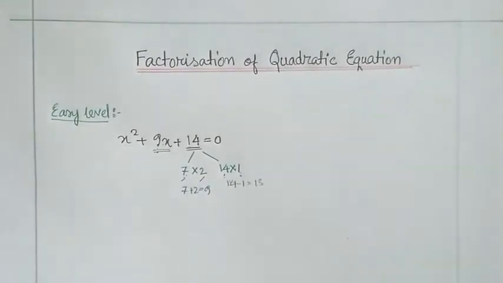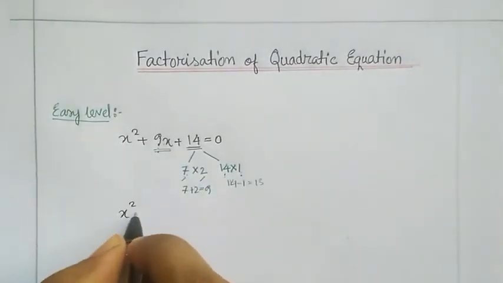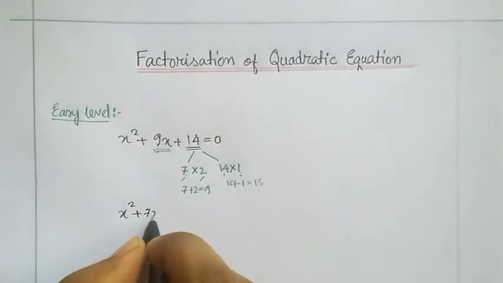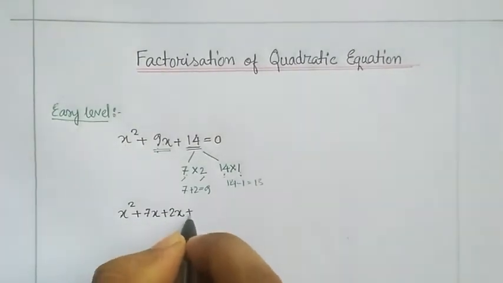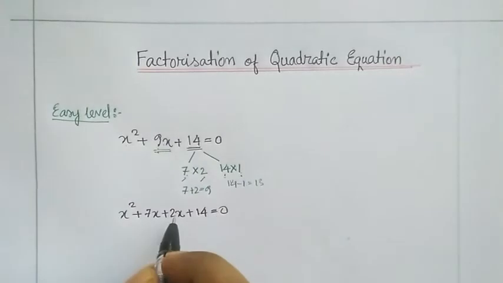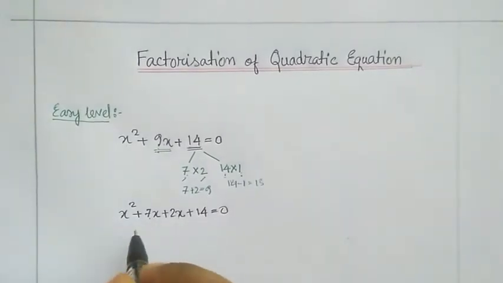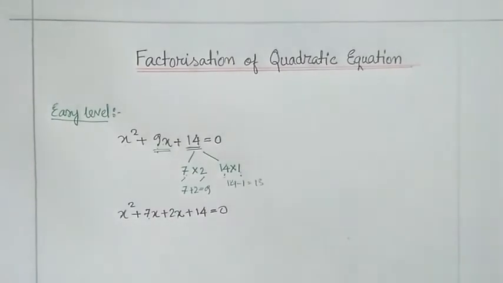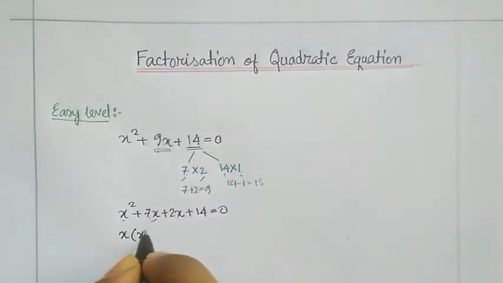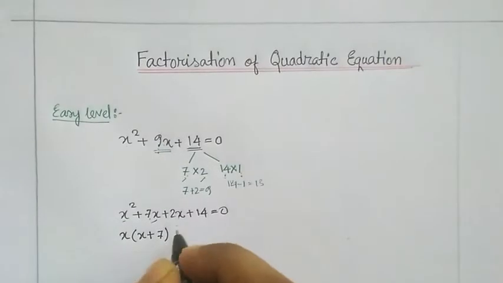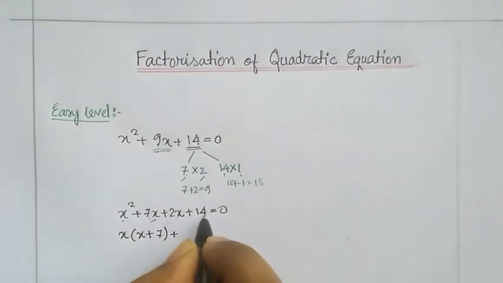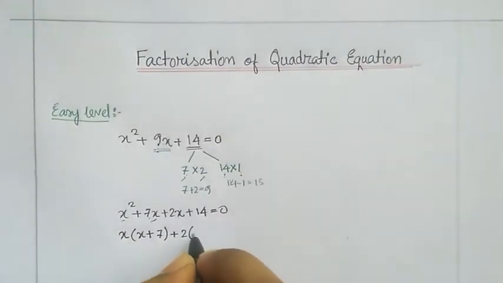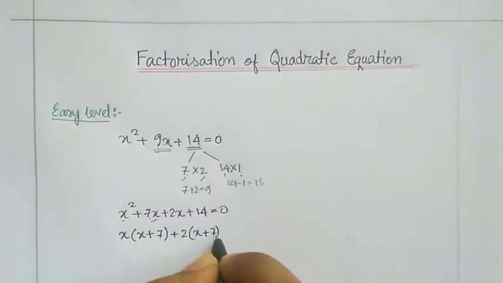So we'll have to express it as x square plus 7x plus 2x plus 14 equal to 0. You can write 2 here and 7 here, there is no problem, you will still be able to factorize. So write in any order you like. We can write the next line as, we can take x common from the first two terms, then we get x from the first term and 7 from the second term. Then we can take 2 common from the last two terms, we get x from the first term and 7 from the second term equal to 0.